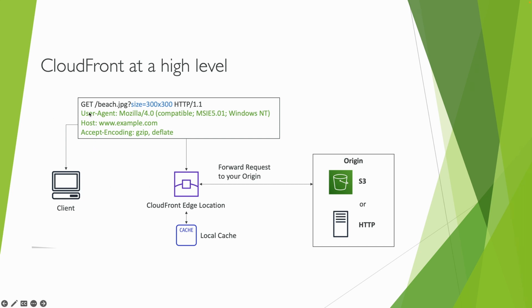So this is like a request and a response. The client is requesting some data or an object from S3, and it sends the request to CloudFront or the edge location. If this edge location doesn't hold the data, it goes to the origin, pulls the data from there, and serves the client.